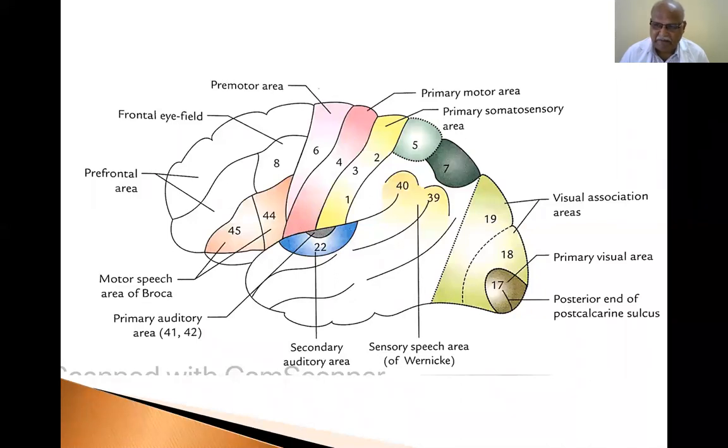So they are usually plain, and the sulci and gyri pattern is not predominantly present in lower animals. It is highly developed in mammals, especially in human beings, which is evolutionarily highly developed. So the sulci and gyri pattern is very well developed.